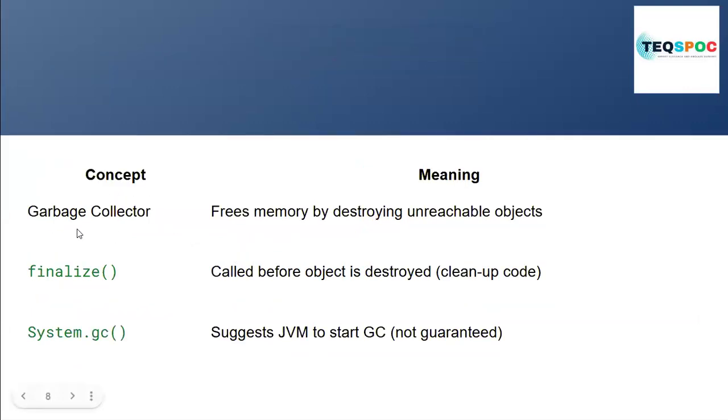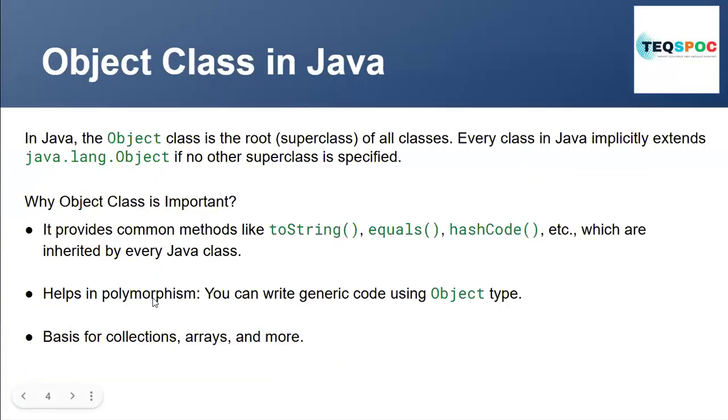Now, the concept. Garbage collector means freeing memory by destroying unreachable objects. The finalize method is called before an object is destroyed, meaning it cleans up the code. System.gc suggests that the JVM start garbage collection, and with the help of System.gc we run the finalize method. So this is all.